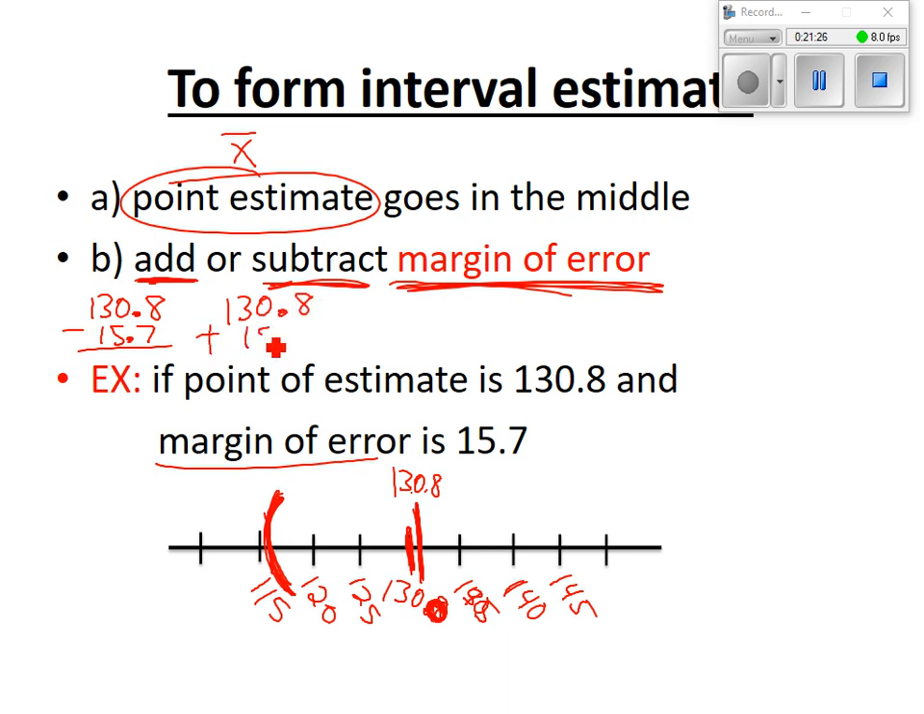What's 130.8 plus 15.7? 146.5. That's going to be out here somewhere, and we put our other parenthesis here. This is our interval. That's what our interval is going to look like. That's one way to write it, using that number line.